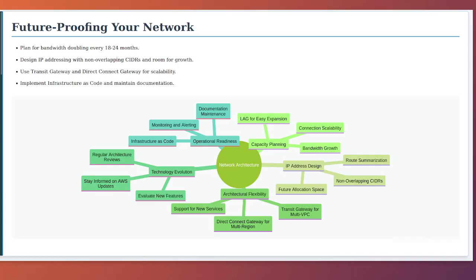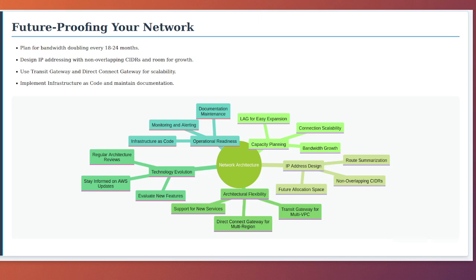IP addressing is a common area where poor initial planning causes problems later. Choose VPC CIDR blocks carefully, ensuring they do not overlap with your on-premises networks or with each other if you plan to use Direct Connect Gateway or Transit Gateway.